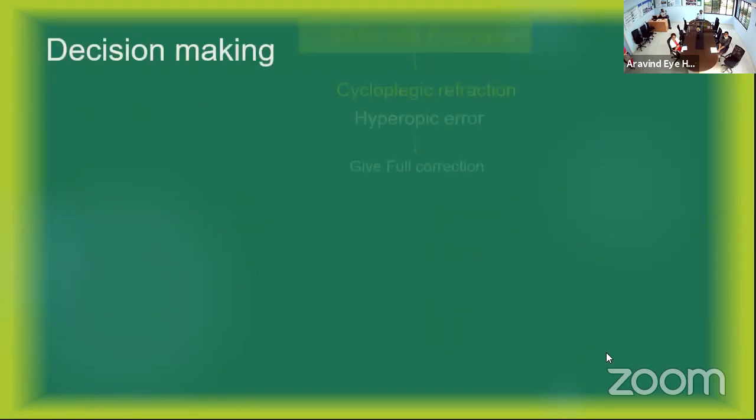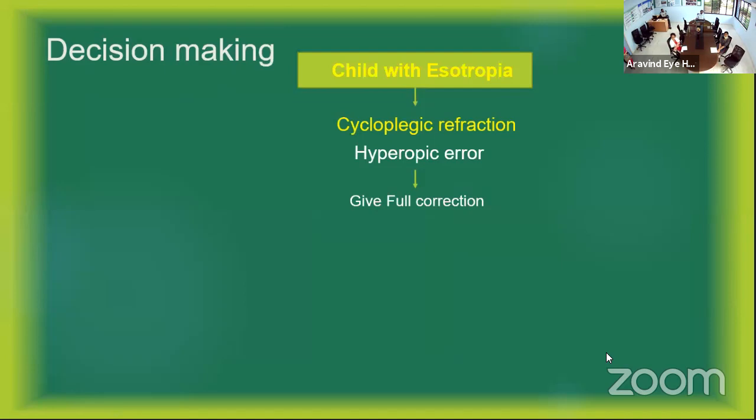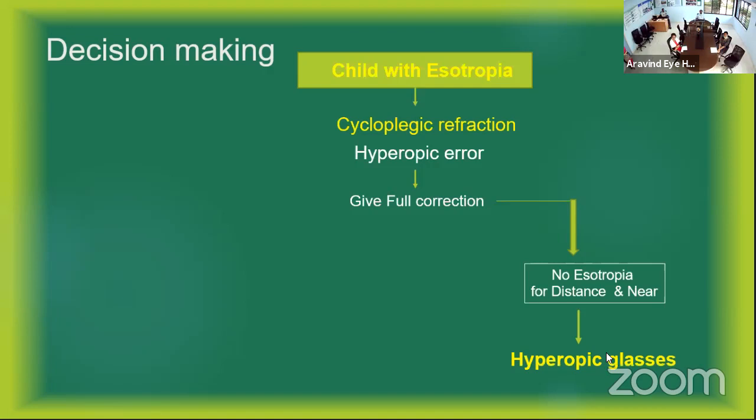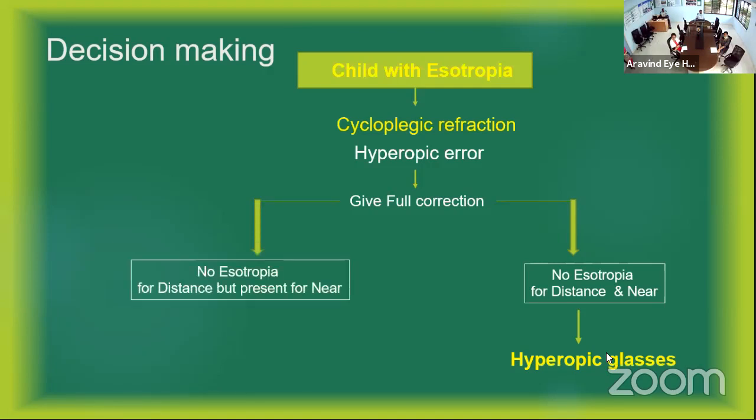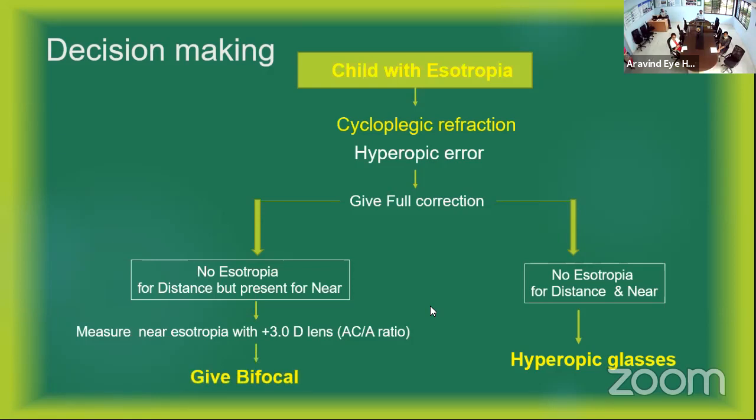So, decision making: the child comes with esotropia, you do cycloplegic refraction, the patient has a hyperopic error, you give the full correction and see what next. If there is no esotropia for distance and near, it is a refractive accommodative esotropia, so you give hyperopic glasses. But if there is no esotropia for distance, but for near it is present, you immediately have to do the AC/A ratio, and if it is high, then you give a bifocal add. So this is how the two accommodative esotropias are managed.